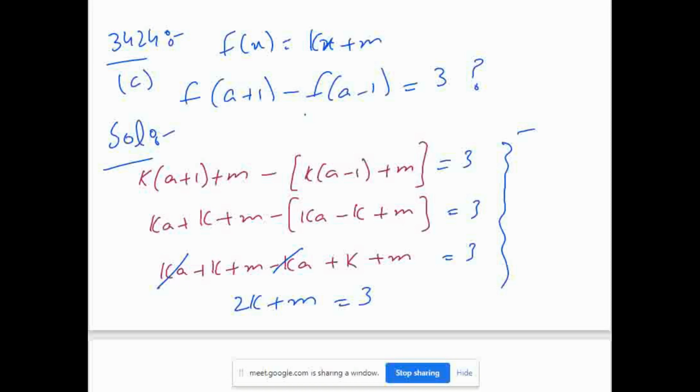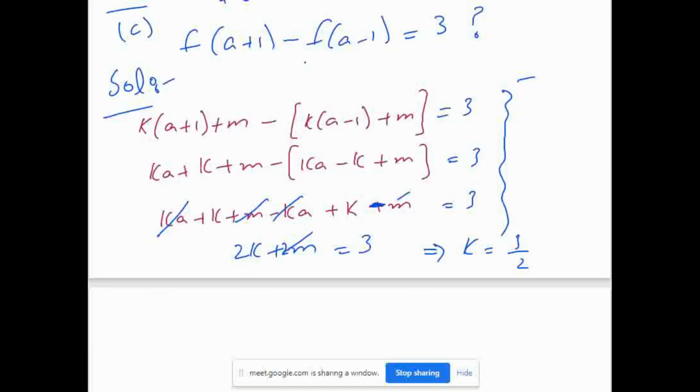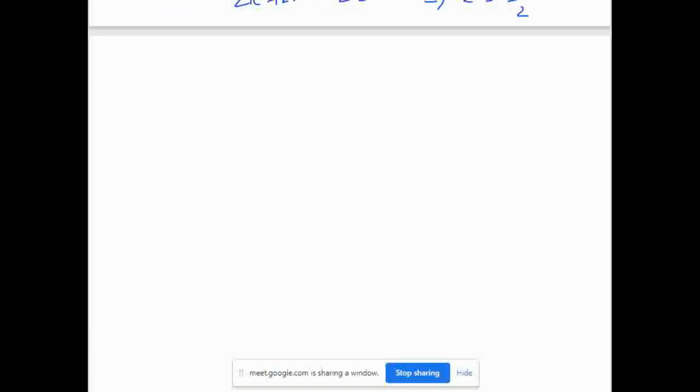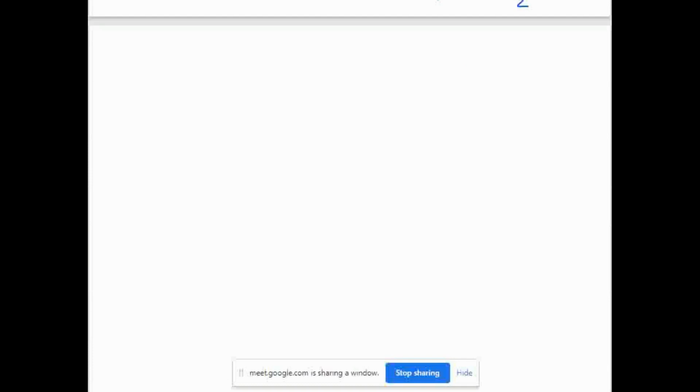Good. And what about m? This will be 2m. Yes, it's gone, fine. So this will be negative, so you can cancel out these two. So from here you can see that k will be equal to 3 by 2. Good, fine.